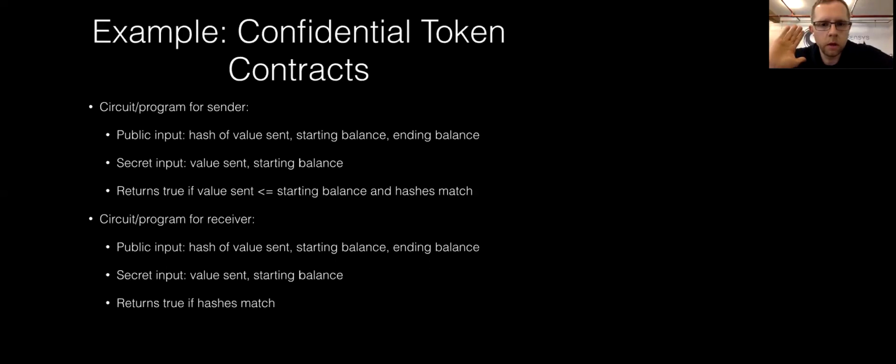And we have another circuit for the receiver. Again, the public input is the hash of the value sent, the hash of the starting balance, and the hash of the ending balance. The secret is the value sent and the starting balance. And it would return true if the hashes all match. So basically it means the hash of the value is the corresponding public input, the hash of the starting balance is the corresponding input, and the hash of the starting balance plus the value matches the hash of the ending balance that we have as a public input.